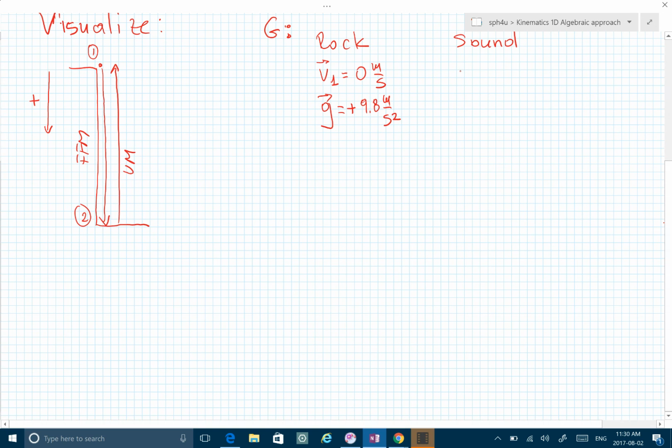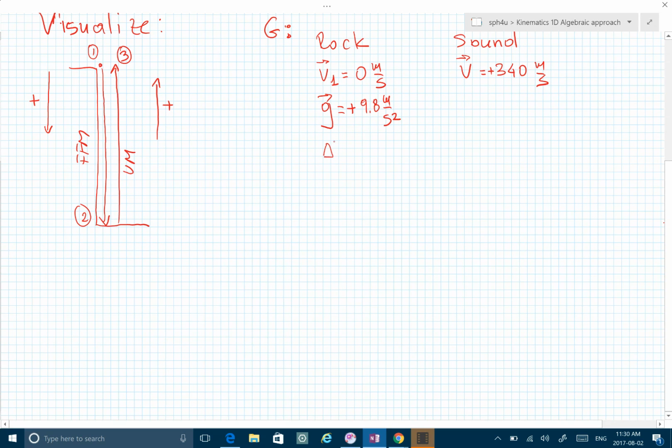So let's see what we know for the sound. For the sound, we know that the speed is constant, 340 meters per second, and we can choose up to be positive just to keep it safe. Pretty much this is what is given to us. Remember, there is a time as well. It says you hear the sound of the rock hitting the water 3.2 seconds later, which means 3.2 seconds after the moment you drop the rock.